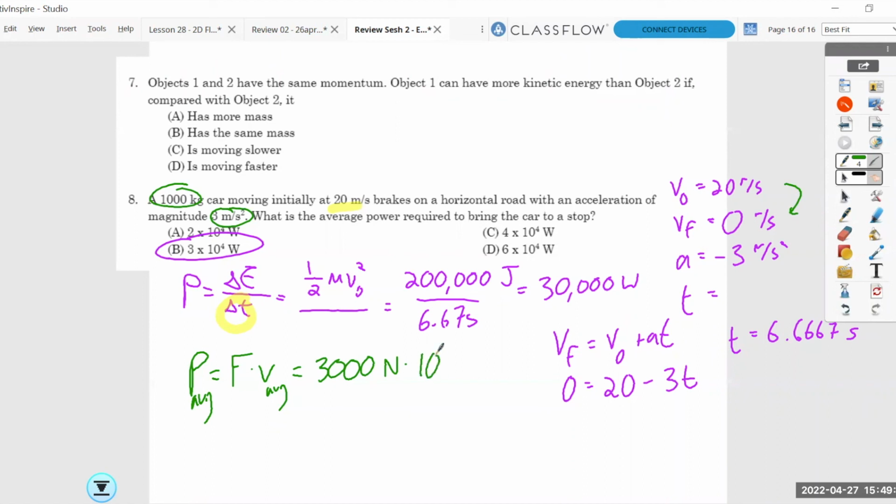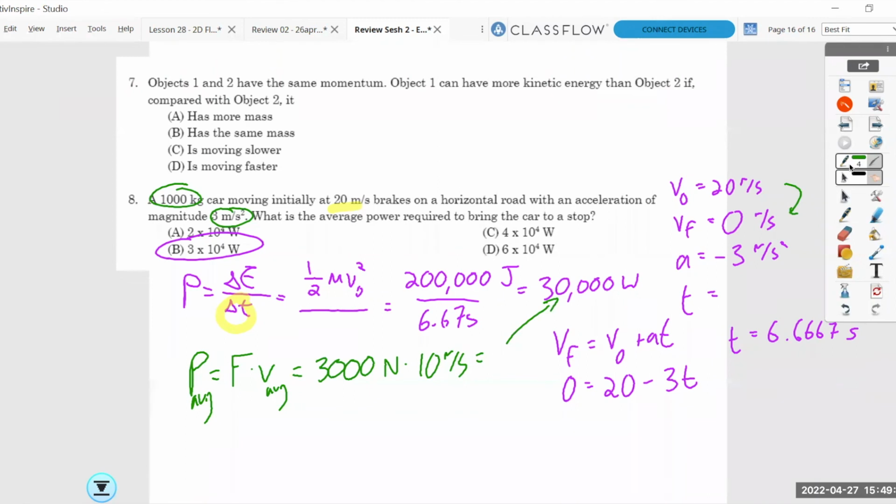10, right? I spend half the time above 10 meters per second, half the time below 10 meters per second. So in this case, 3,000 times 10 gives us the same answer. So that one is a little tricky. I think the energy divided by time is the more reliable way. 7 is a strange philosophical question.